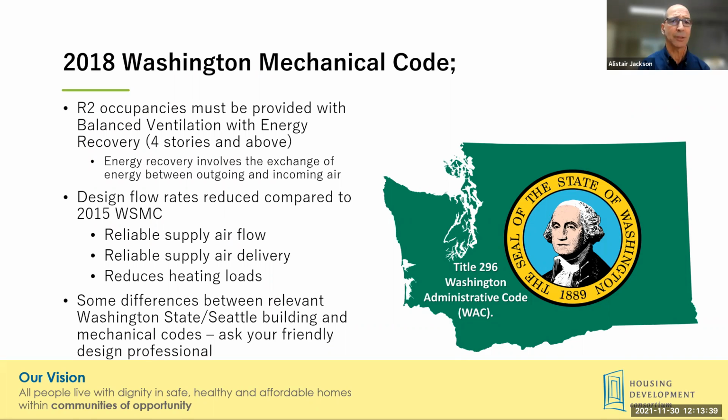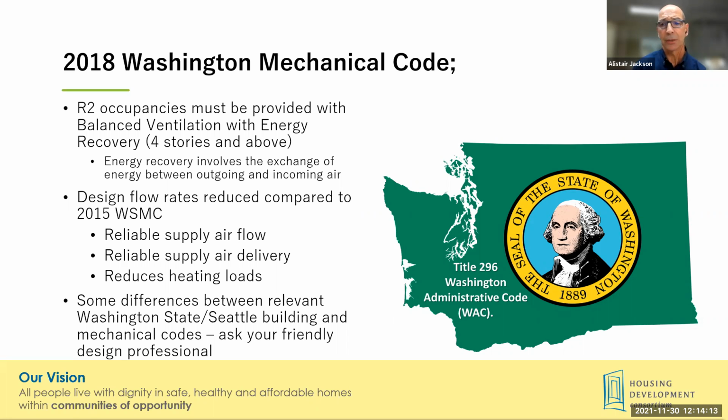So why are we here having this conversation? Because the 2018 Washington Mechanical Code told us we had to. It requires that all balanced ventilation must be provided to all R2 occupancies. We're focusing primarily here on the commercial code, which means that in addition to balanced ventilation, you must also provide energy recovery. Now, because balanced ventilation provides more effective ventilation, airflow requirements have been reduced compared to 2015 flow rates.